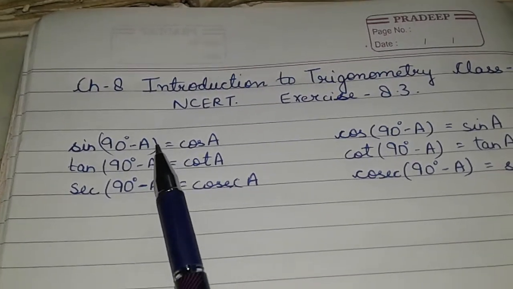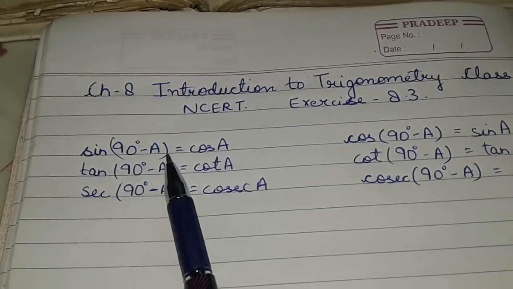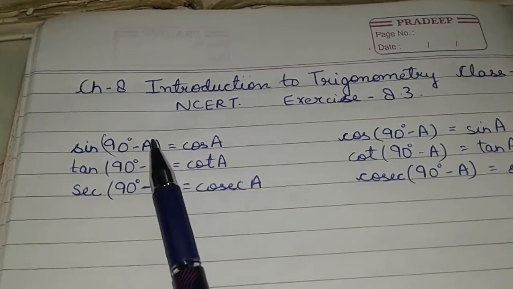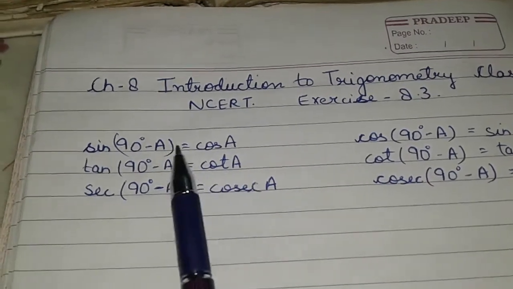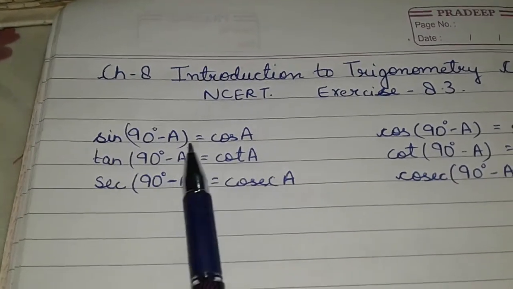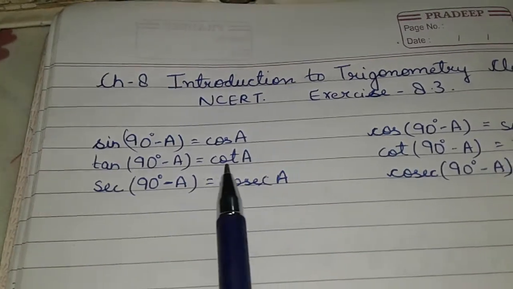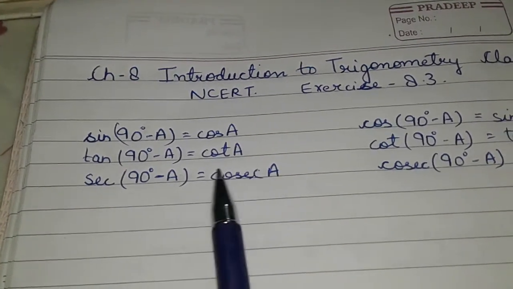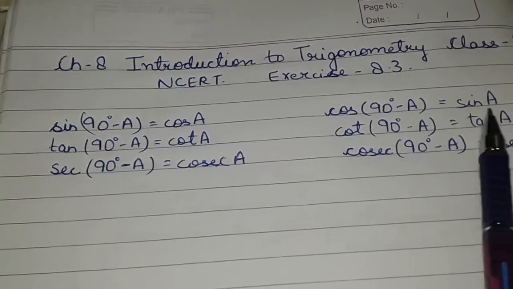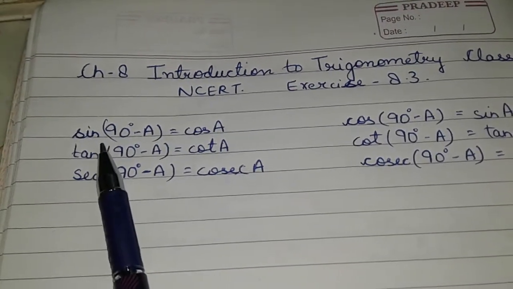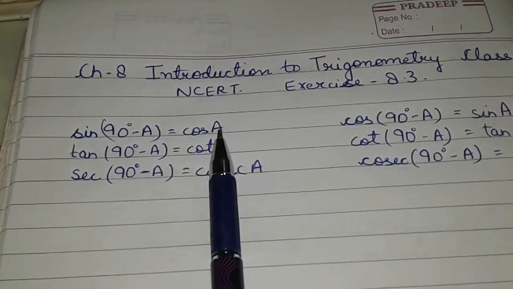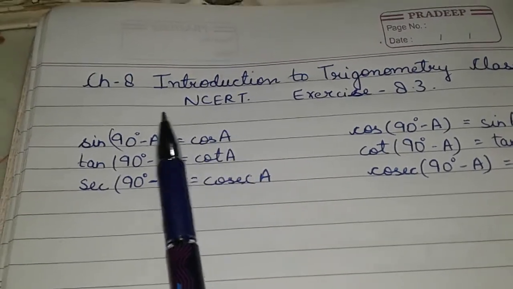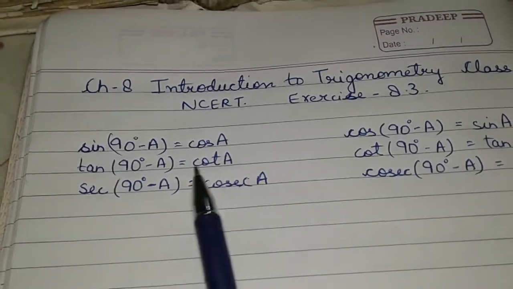These were some formulas in that video. Sin 90 minus a is equal to cos a. These are the changing formulas, as sin is changing to cos, tan is changing to cot, and sec is changing to cosec. These are changing formulas in which one trigonometric ratio is changing to another trigonometric ratio. I'll use these formulas to solve exercise 8.3. Let's start with the first question of exercise 8.3.